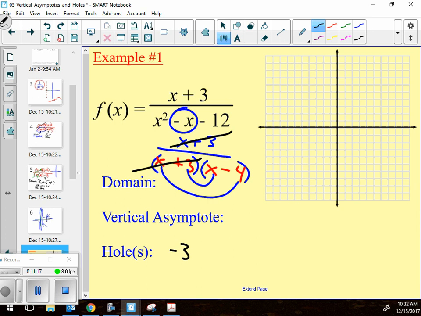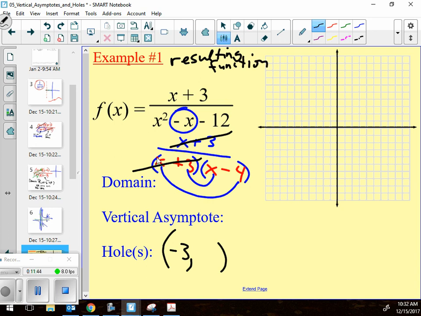But if you just put negative 3, you aren't saying exactly where the hole was. It's negative 3 comma something. That's a place. It's a dot on the graph that's missing. Negative 3 comma what? All right. This next part is, there's no place to write it. It's not the domain. It's not the vertical asymptote. It's not the hole, but I think it's very important. It's what I call the resulting function.